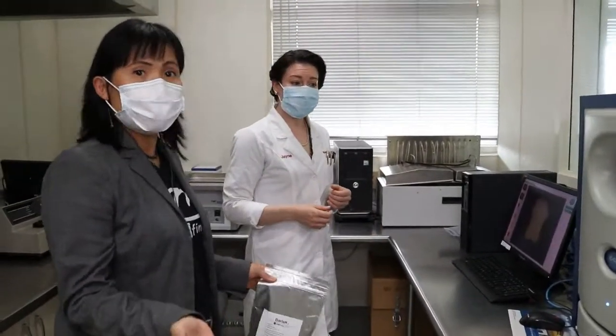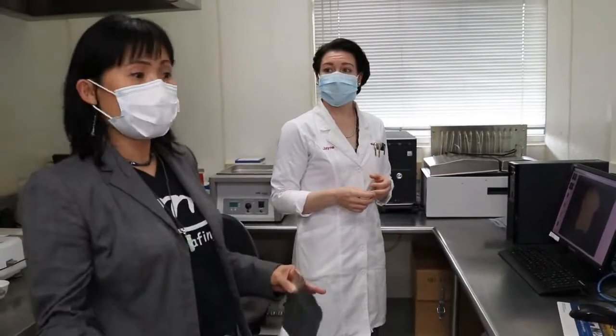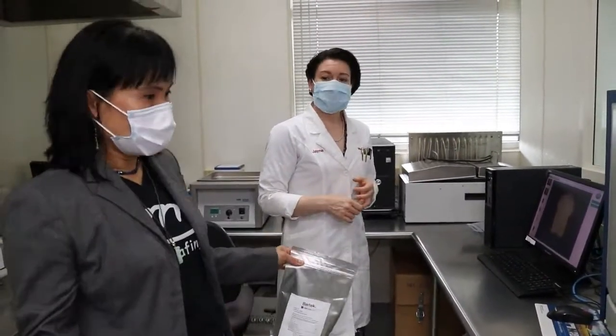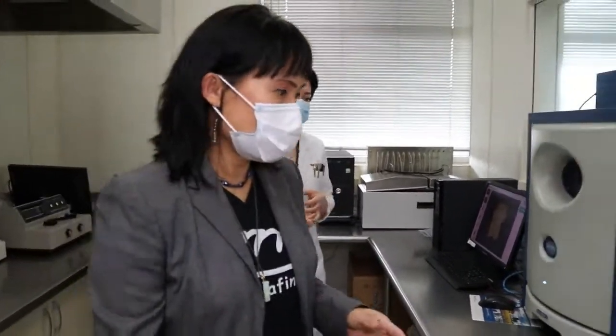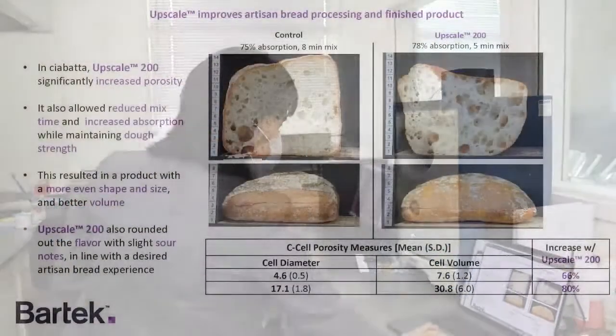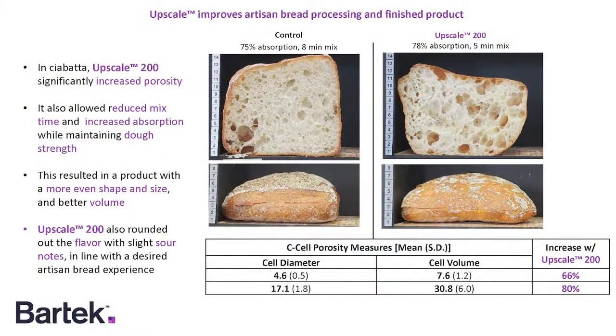Okay, so do we have data to share with the audience on what you saw with the C-Cell? Yeah, we do. Great. As you can see here on the slide, you can definitely tell just with the naked eye there's a difference in the cell structure and the porosity of the control versus the ciabatta with the Upscale 200. Which is on the right. Which is on the right, exactly. And the first thing you notice is that there is increased porosity.